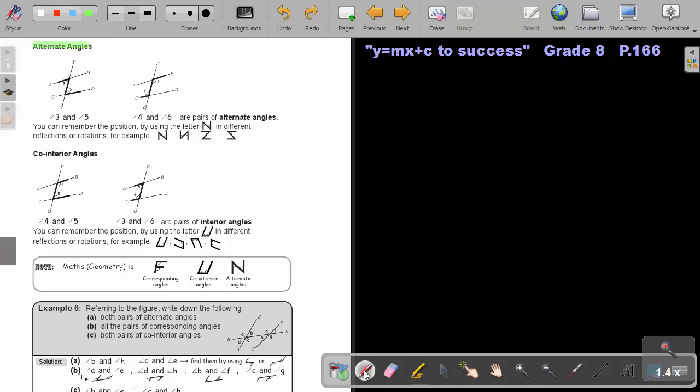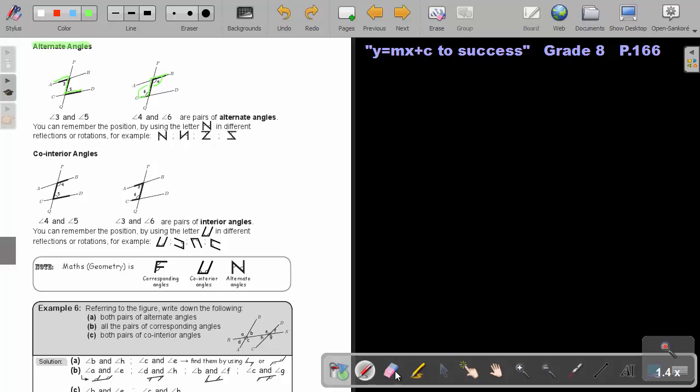Okay, and now we're going to go to our pen. So it will be 3 and 5. Now it's not F. Can you see the Z? So it's 3 and 5. Can you again see the Z? It's just the other way around. 4 and 6. So they are pairs of alternate angles. You can remember the position by using the letter N, or if you turn it around, Z, in different reflections, rotations. And can you see how I reflected and rotated the Z or the N?